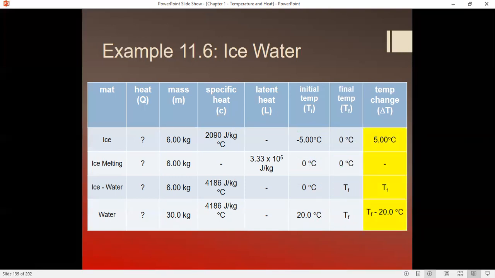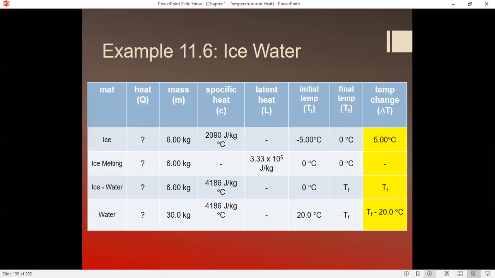Well, the first thing I can do is just fill in the temperature changes. Again, we're going from -5 to 0. That's an increase of 5. There's no change here. We increase from 0 to TF. So TF minus 0 is just TF. And we're going from 20 to TF. So that's just TF minus 20. So I filled out this column right here. Everything is here. I don't need any more information there.